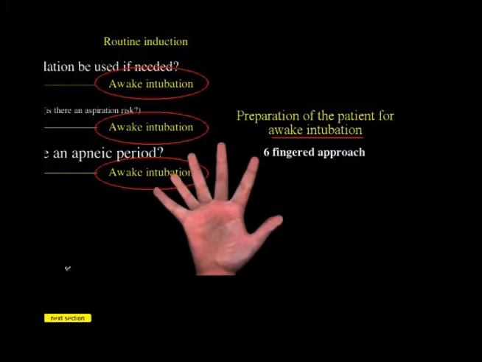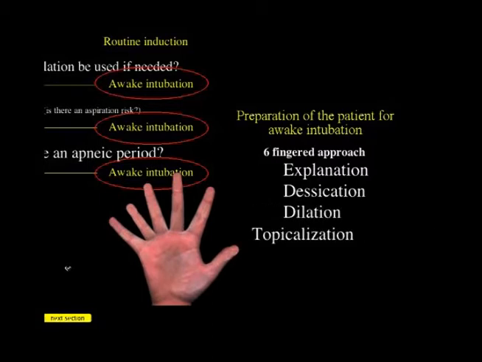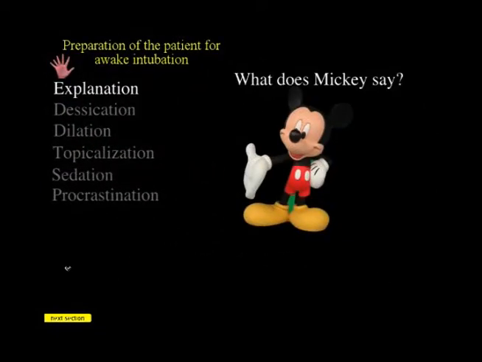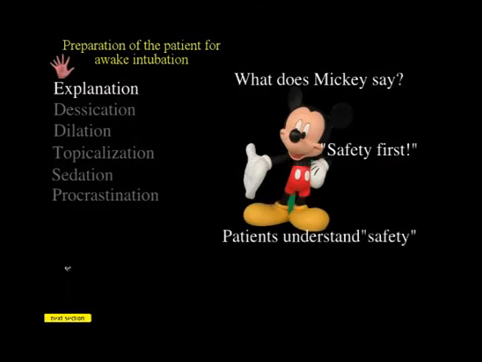We're going to look at this in a 6-finger model. What are those 6 fingers? Explanation, desiccation, dilatation, topicalization, sedation, and procrastination. My favorite. So what is explanation? What does Mickey say? Mickey says safety first.